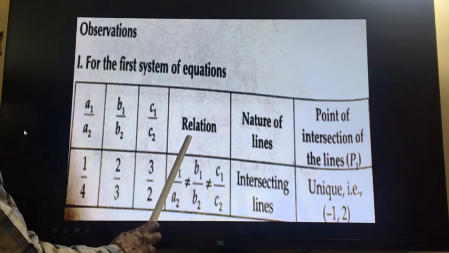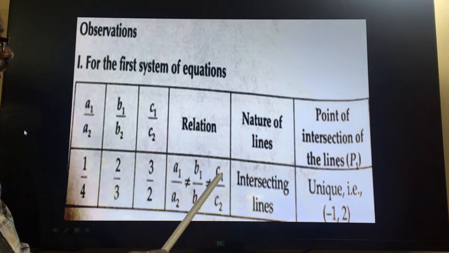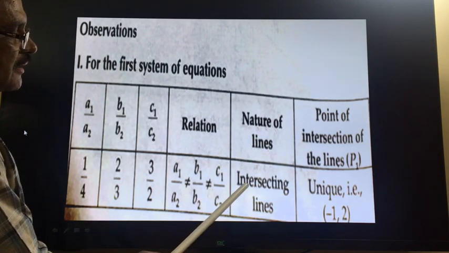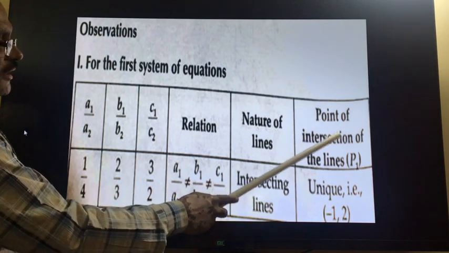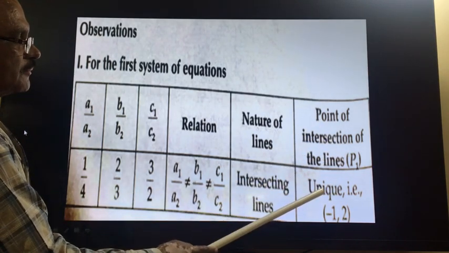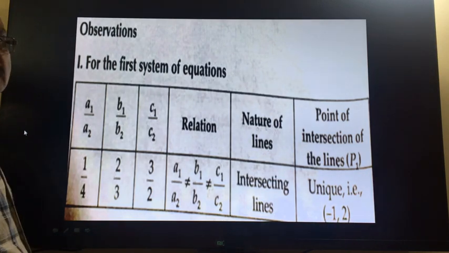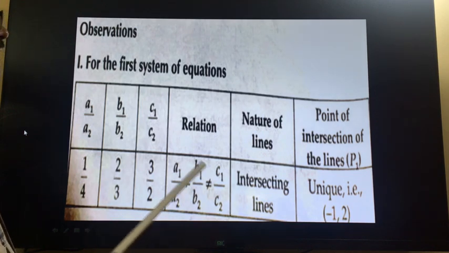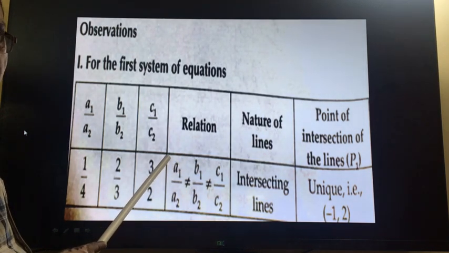So we are observing this relation that a1 upon a2 is not equal to b1 upon b2 is not equal to c1 upon c2. So these all three ratios are not equal to each other. So the nature of these lines is that they are intersecting lines and they are cutting at one point. So the point of intersection of these two lines was the unique solution and the point was -1 and 2. This is also known as the solution of two equations. So this is the observation for the first case when the lines are intersecting at one point, and that was the case of unique solution.